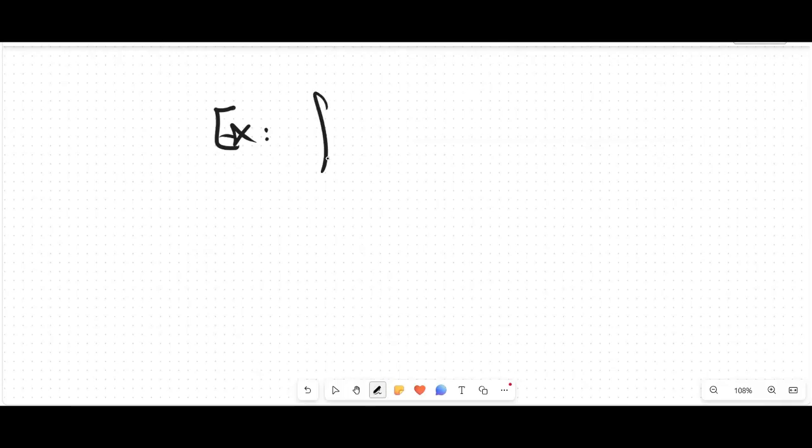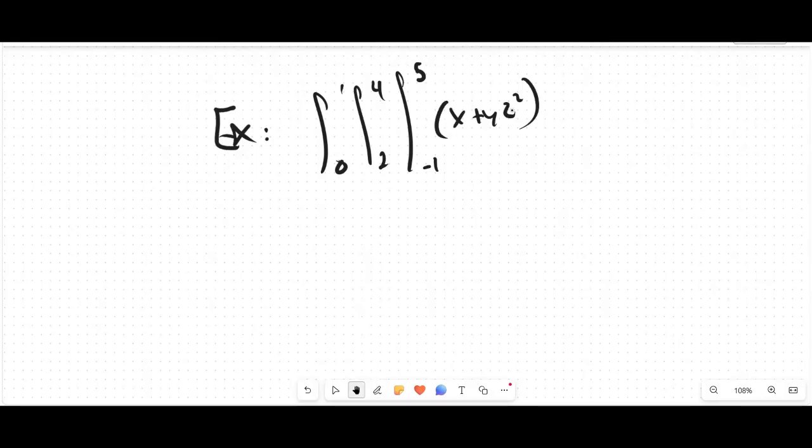This literally gives us the problem to evaluate. So this is 0 to 1, 2 to 4, -1 to 5. They want us to integrate x plus y z squared, and the order is dx, dy, dz. Okay, this is just calculations now.